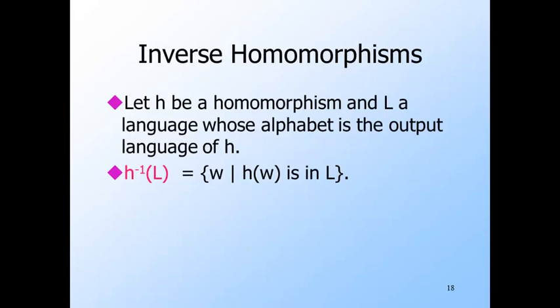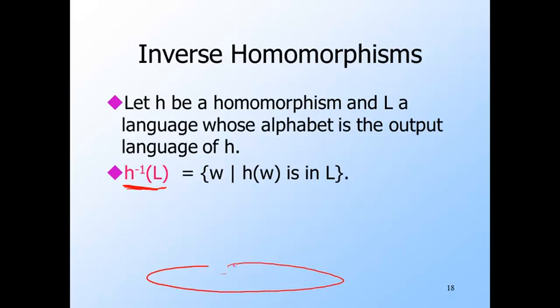We can also define the inverse homomorphism of a language or a string. We denote inverse homomorphisms by a superscript -1. That's this notation here. The result of applying the inverse of a homomorphism H to a language L is the set of strings W, such that when you apply H in the forward direction to W, you get a string in L.